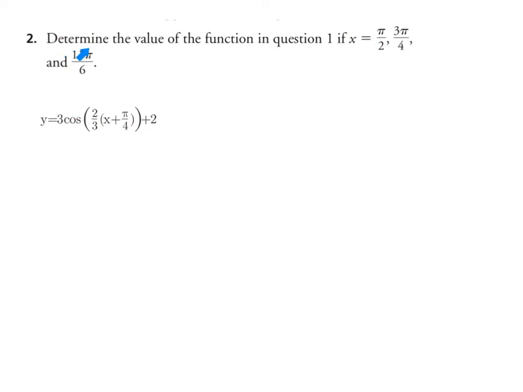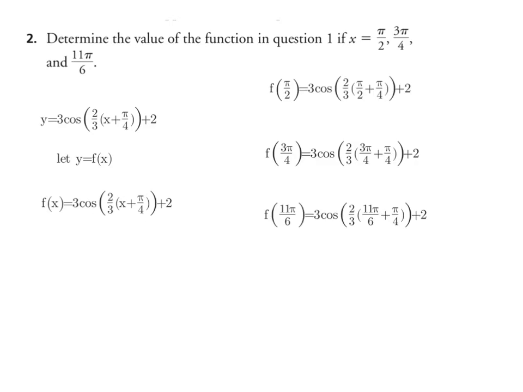All right, question number 2. Determine the value of the function in question 1. So I wrote the function here. If x is pi by 2, 3 pi by 4, and 11 pi by 6. All right, let's do that. So one smart thing to do is just let y equal f of x. That way it's much easier to write the equation with x values in here. I don't have to write out each time that if x equals pi by 2, y equals. I could just write f of pi by 2, f of 3 pi by 4, and f of 11 pi by 6, and just change the x to those values.